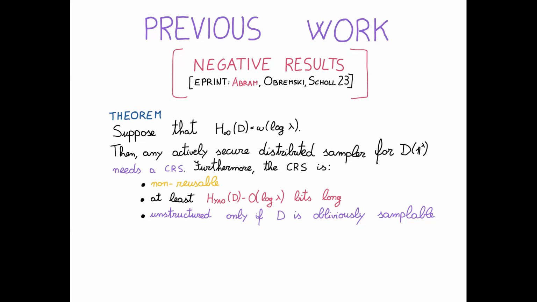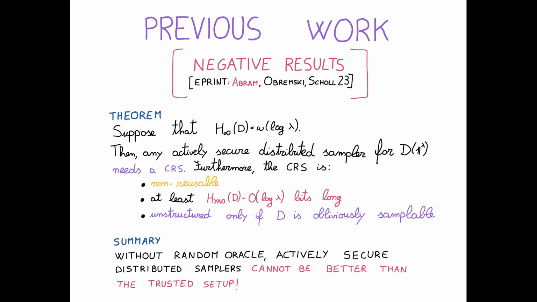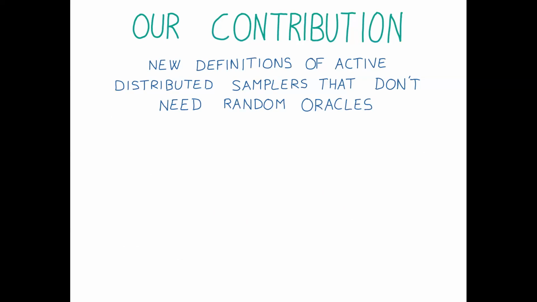Okay, so to summarize this theorem, we are saying without random oracles, actively secure distributed samplers are useless because they need a trusted setup, and the trusted setup is as bad as the one that we want to remove. Okay, finally, I can talk about the contribution of this paper, which is we came up with weaker definitions of actively secure distributed samplers that go around the impossibility. So they don't need a random oracle.